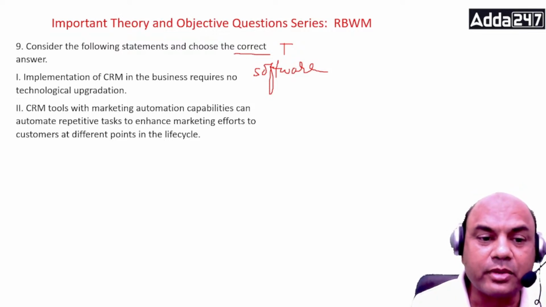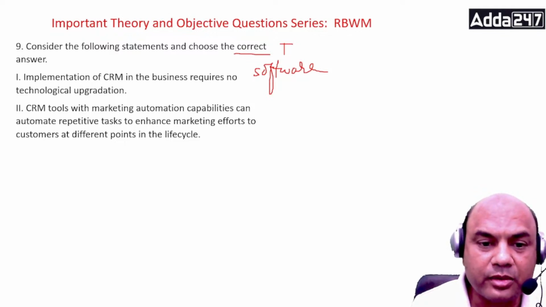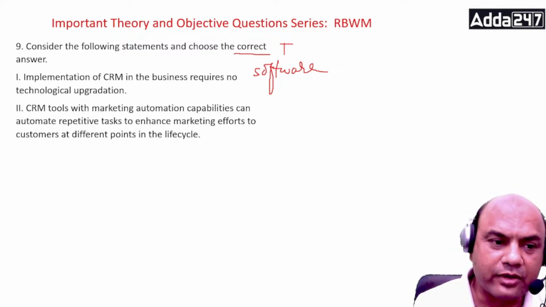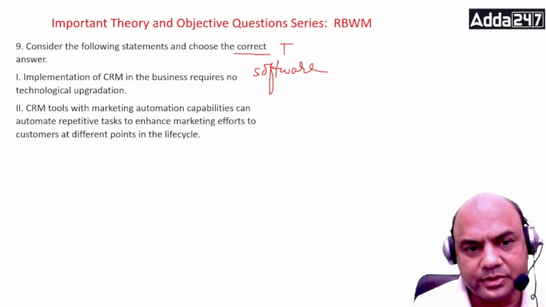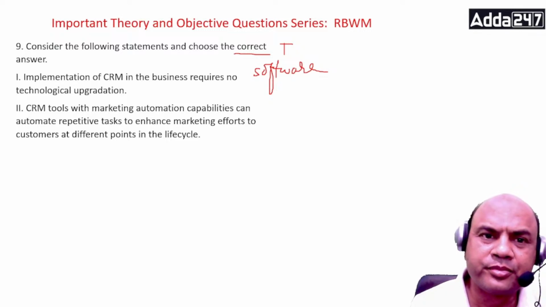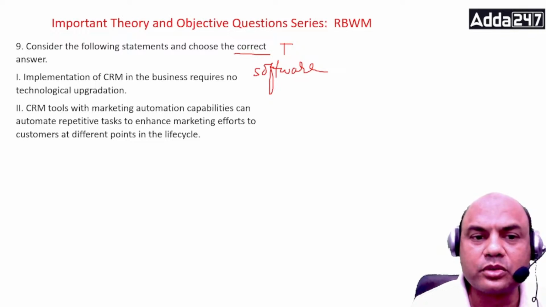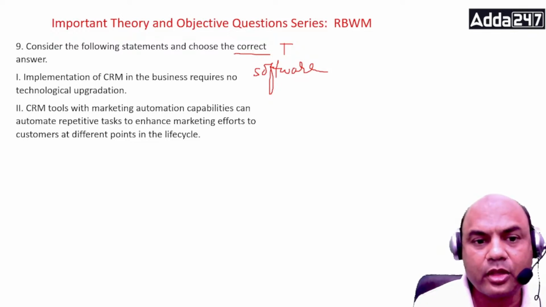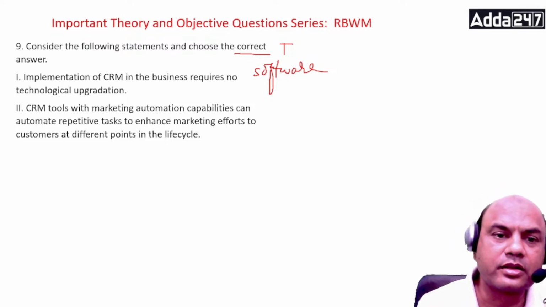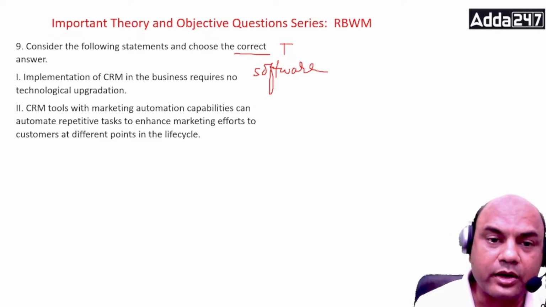Statement two: CRM tools with marketing automation capabilities can automate repetitive tasks to enhance marketing efforts to the customers at different points of the life cycle. So what does the CRM software do? Whatever is repetitive will be given to the machine by this software, so that you are free to do the sales and speak to the client. So which one of them is true? Is one correct or is two correct? Just type in the comment section 1 or 2. Which one of them is true, or both are correct? You can write both also.